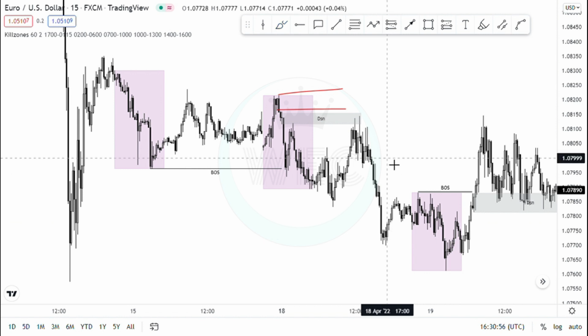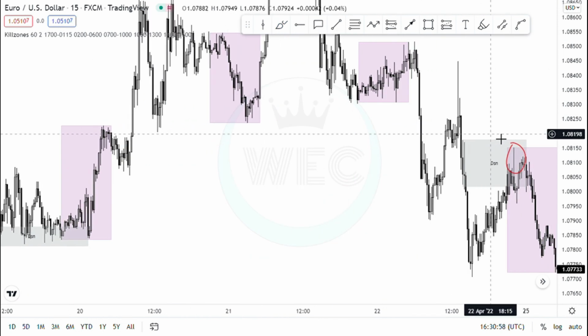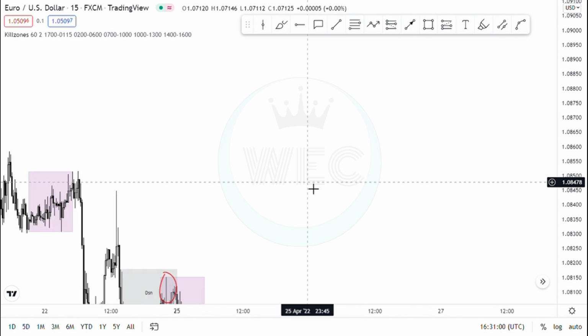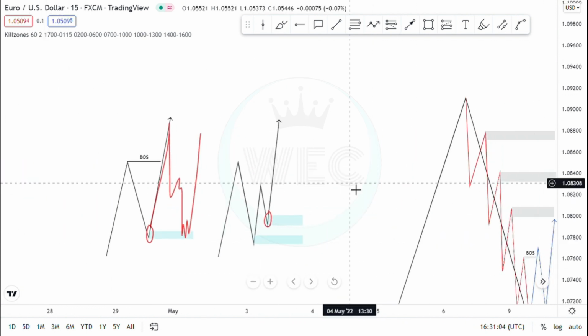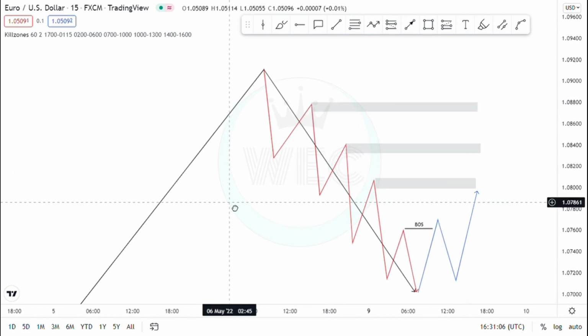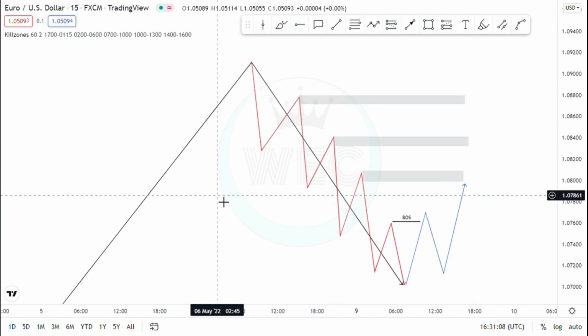Okay, so quickly let me show you one that has been confusing a lot of people. Okay, it makes you take trades that you are not supposed to take, and this is what I call reactive demand and supply zones.